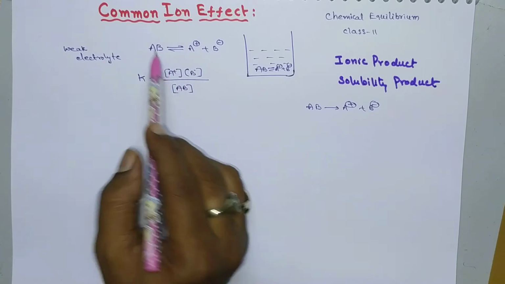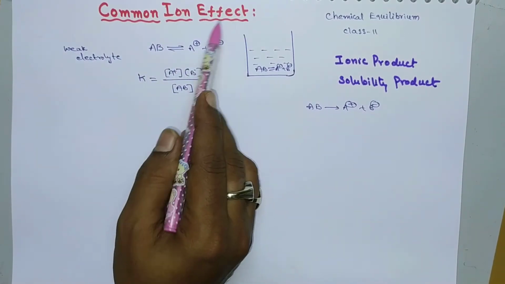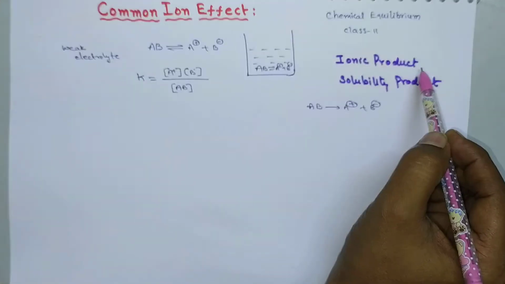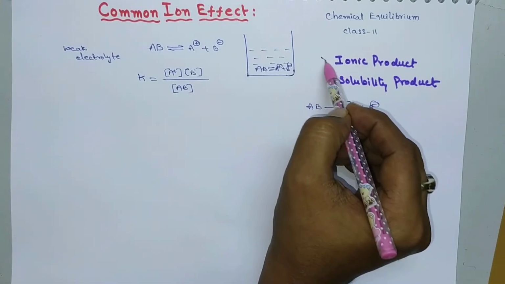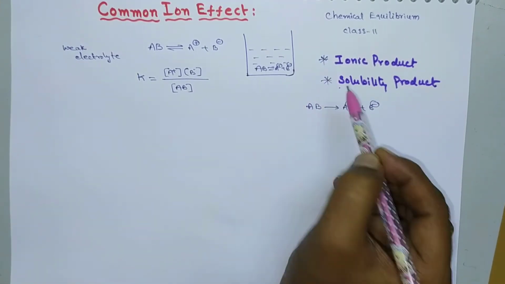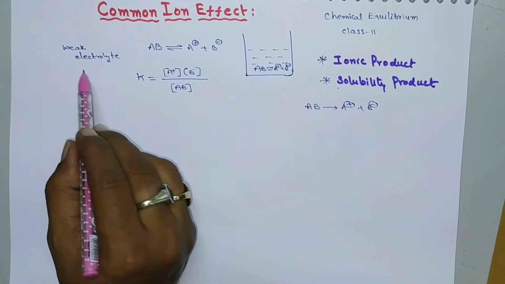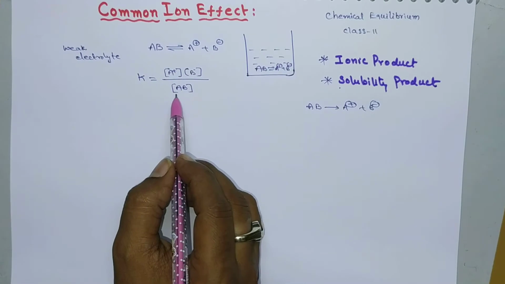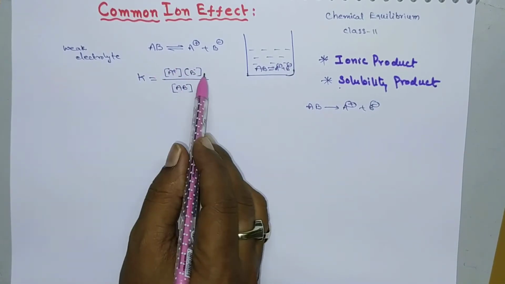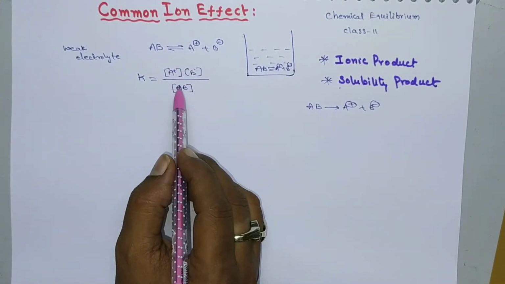Now in order to understand this common ion effect, we have to know something about ionic product and solubility product. So let us go through these definitions also. According to law of mass action, K will become A plus into B minus by AB. These are concentrations, or nothing but active masses.